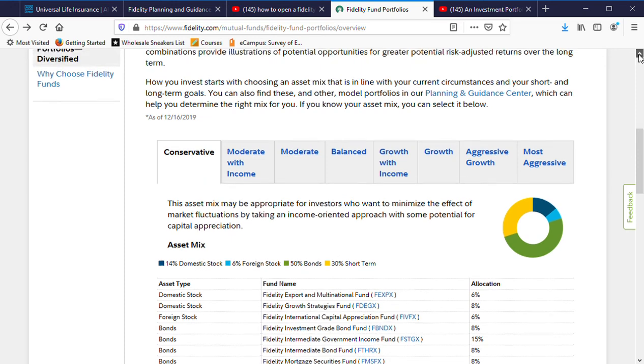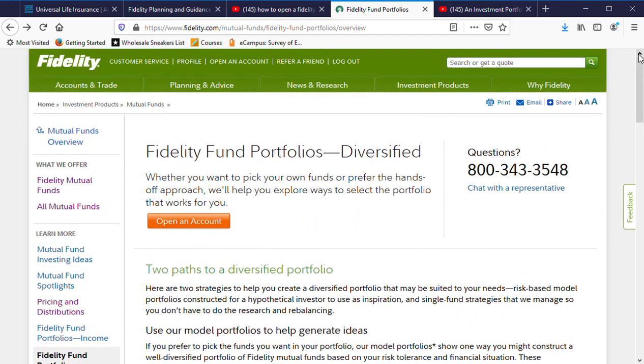Now, let me show you how to open your Fidelity account. I just wanted to give you this first so you can know where to go. And then let's go to how to open a Fidelity account.